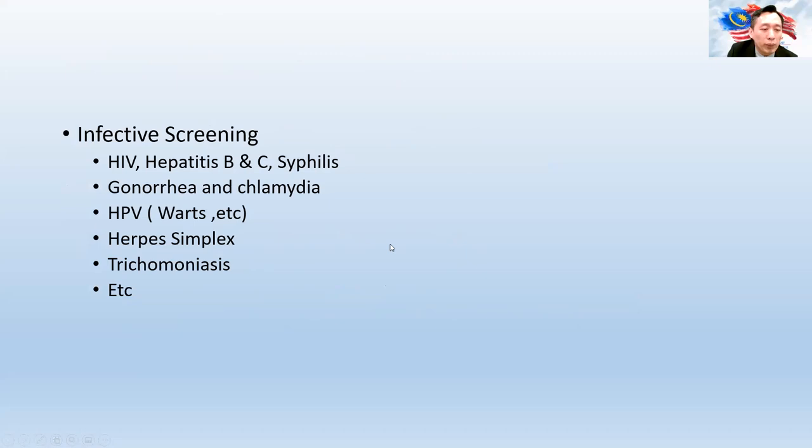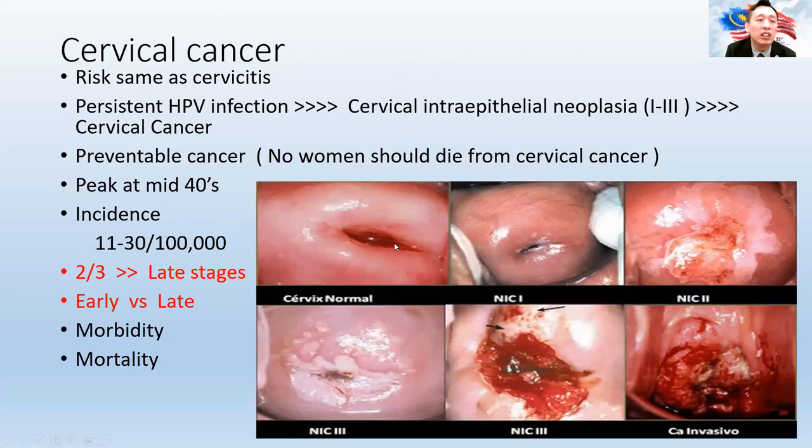So for cervical cancer, same risk factors as cervicitis. Cervical cancer happens because of persistent human papilloma virus infection.